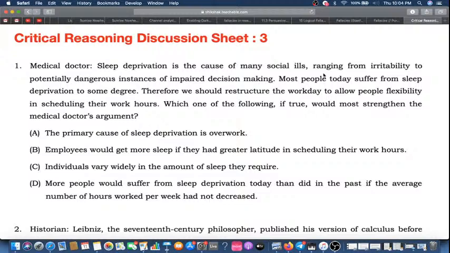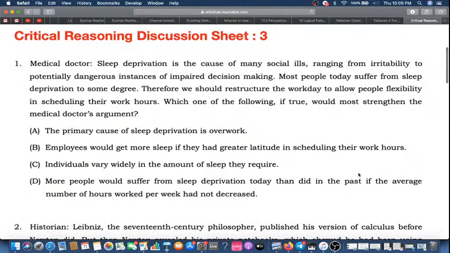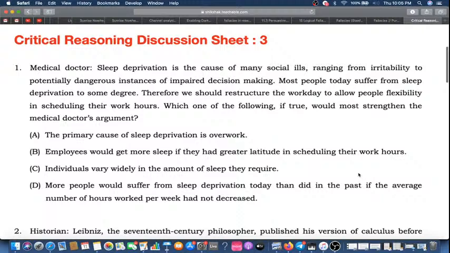So I hope that a little bit of detail made sense. Looking at the sheet right now, and if you want to do the sheet, the first question is on the screen. If you are here and participating, please let me know your answers.